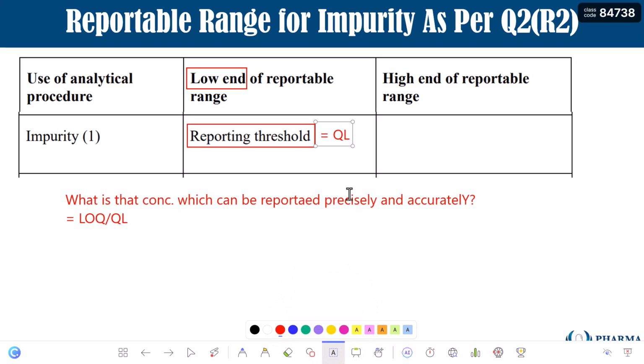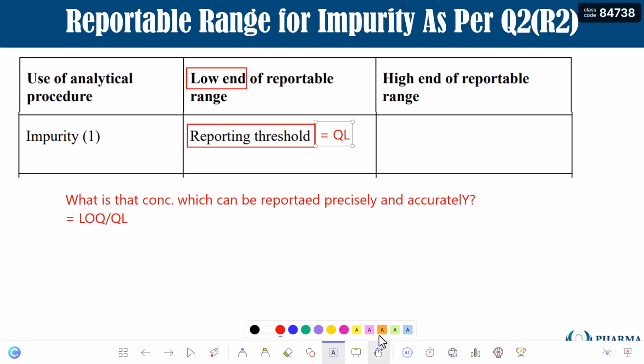But I hope you are clear on the first point, which talks about how one can correlate the quantitation limit with the low end of the reportable range. So if my quantitation limit is 0.02%, that becomes my low end. If my quantitation limit is 0.04%, then that becomes my low end of the reportable range.